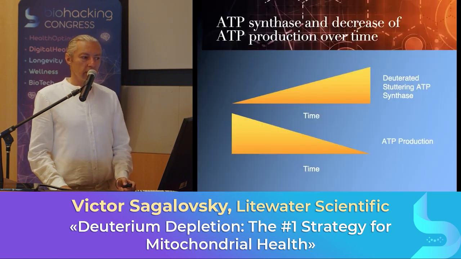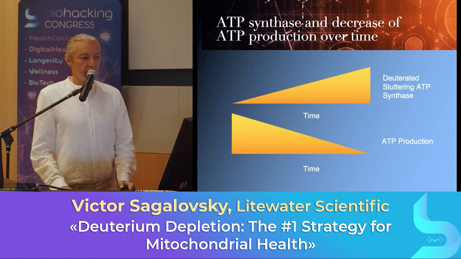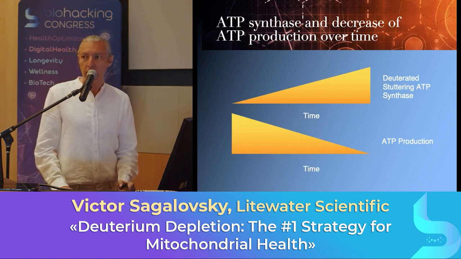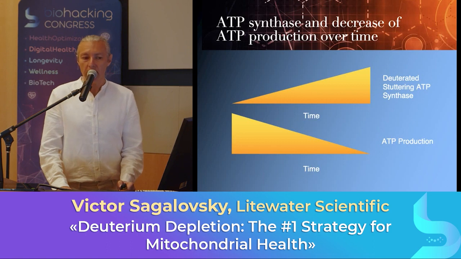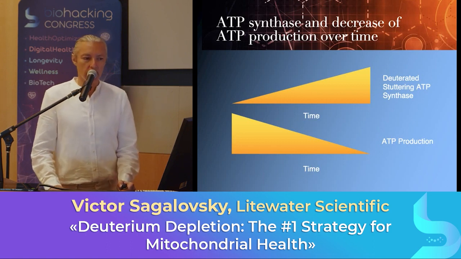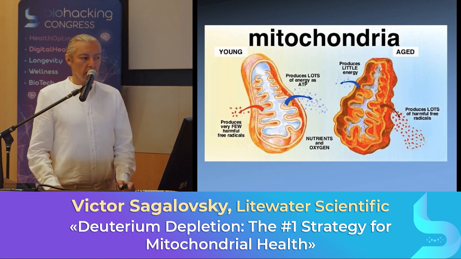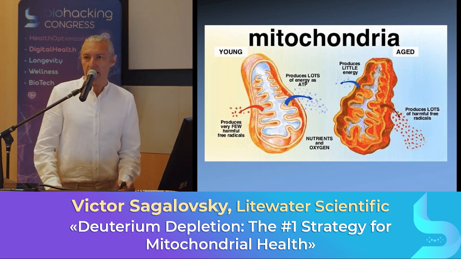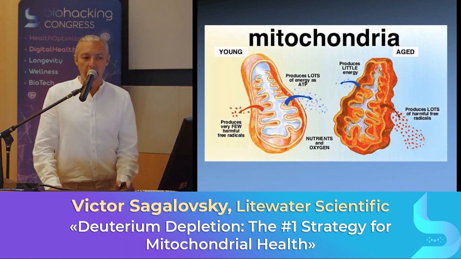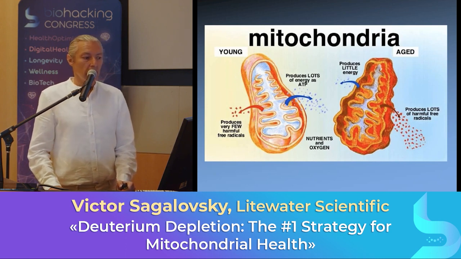As you can see with this little illustration, deuterated stuttering of ATP synthase nanomotors over time: the more stuttering, the more shaking, the more deuterium, the less ATP production over time. This is one of the reasons why we age. So this is an incredible biological discovery. You can see that healthy mitochondria is everything, and unhealthy mitochondria is the opposite. It will cause us to rapidly age, decay, atrophy, and die.